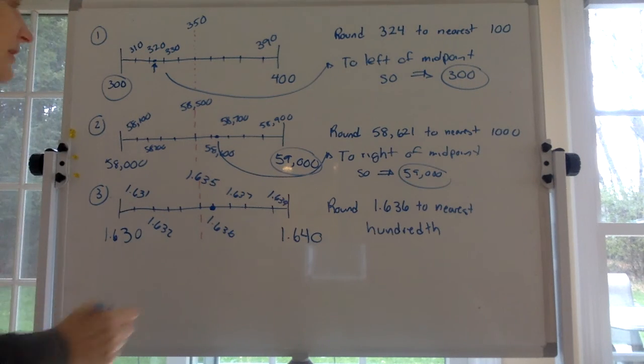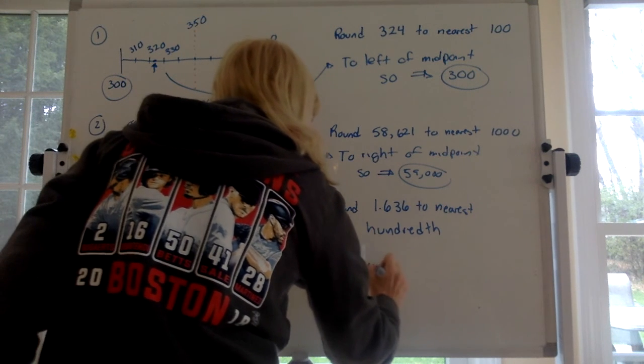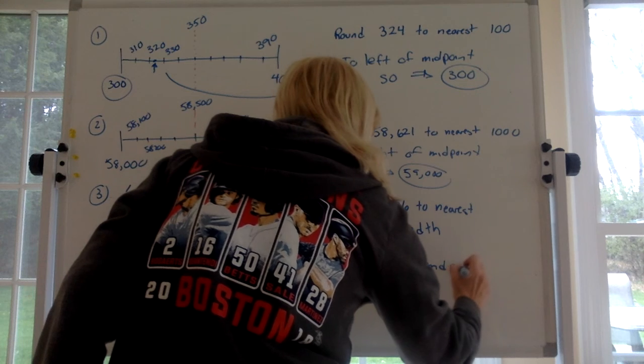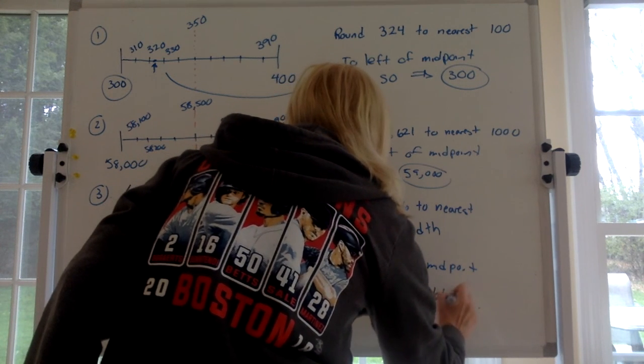It's right here. 1.636 is right there. It's to the right of the midpoint of that line, right? So what does that mean? It's 1.64.